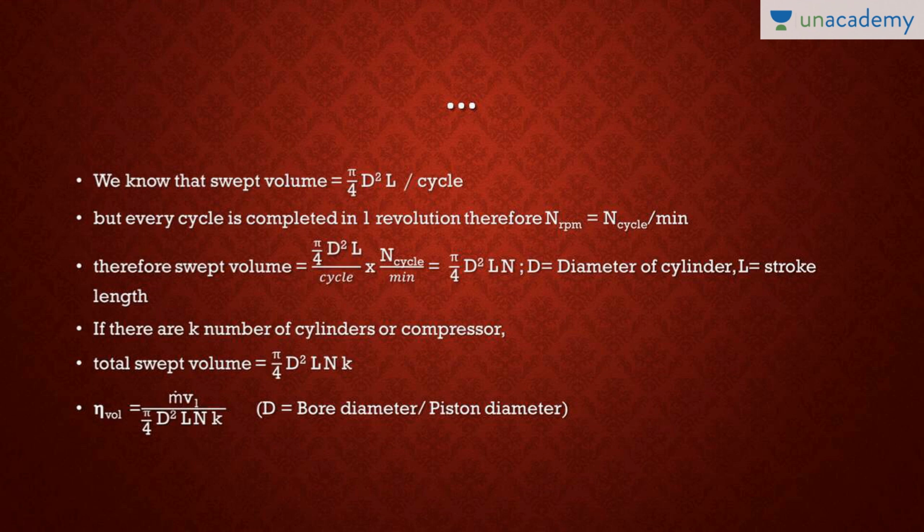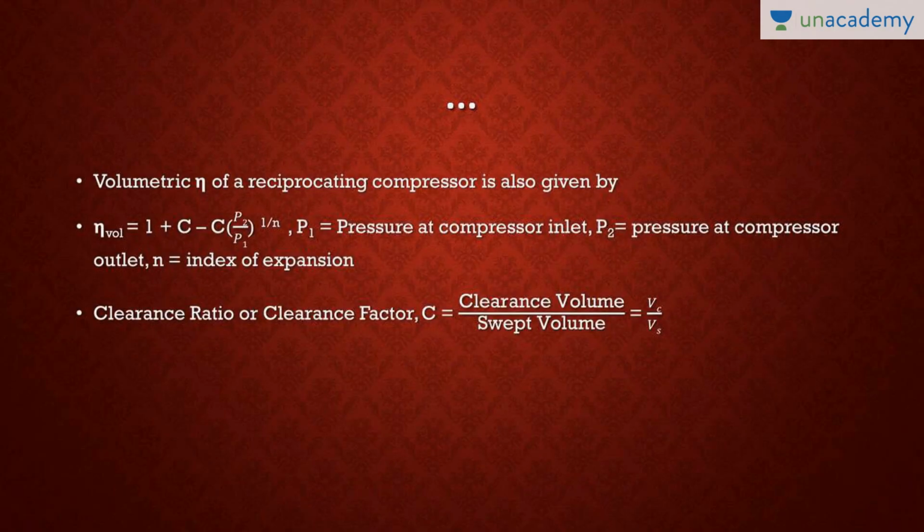This is the volumetric efficiency of a reciprocating compressor. D is the bore diameter, L is the stroke length, n is revolutions per minute, k is the number of cylinders. Now what is the volumetric efficiency? There is one more formula related to volumetric efficiency.